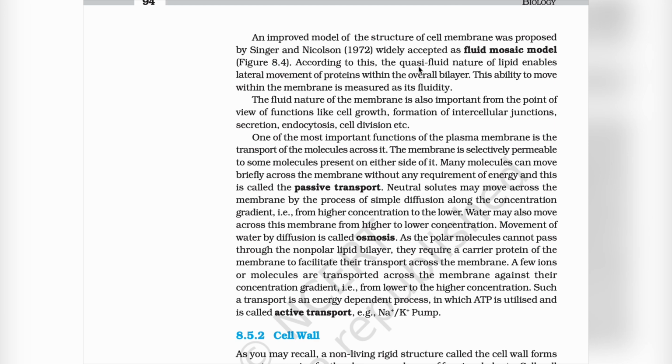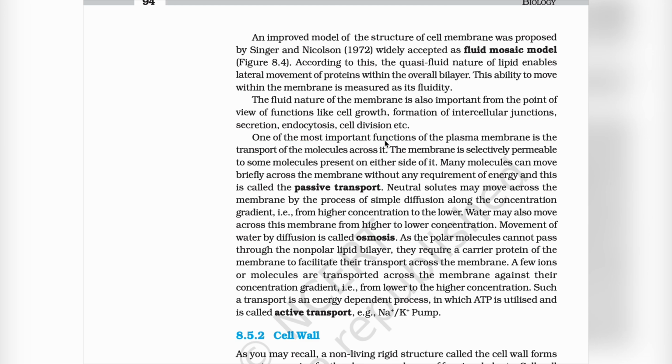According to this, the quasi-fluid nature of lipid enables lateral movement of proteins within the overall bilayer. This ability to move within the membrane is measured as its fluidity. So proteins can move within the membrane, lipids can also move. The fluid nature of the membrane is also important from the point of view of functions like cell growth, formation of intercellular junctions, secretion, endocytosis, cell division, etc.